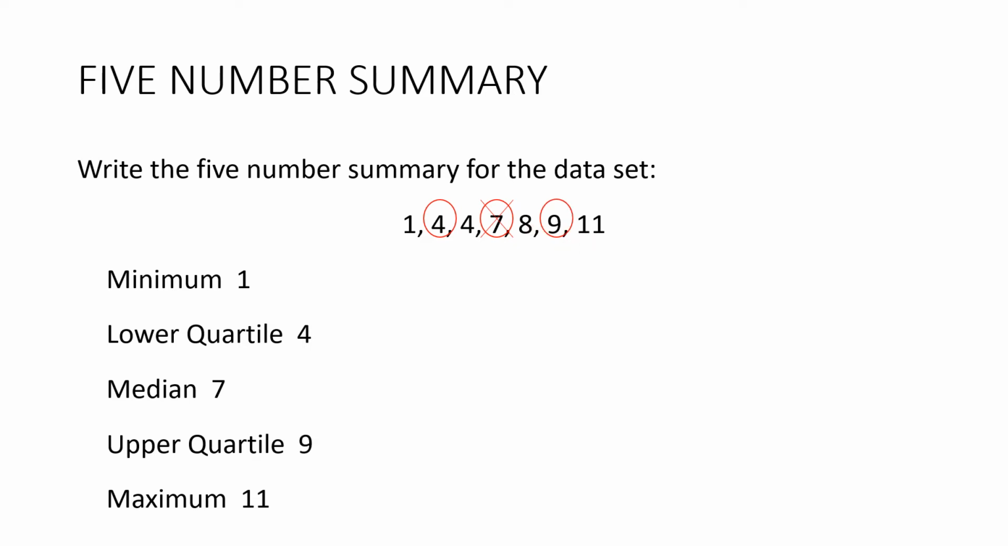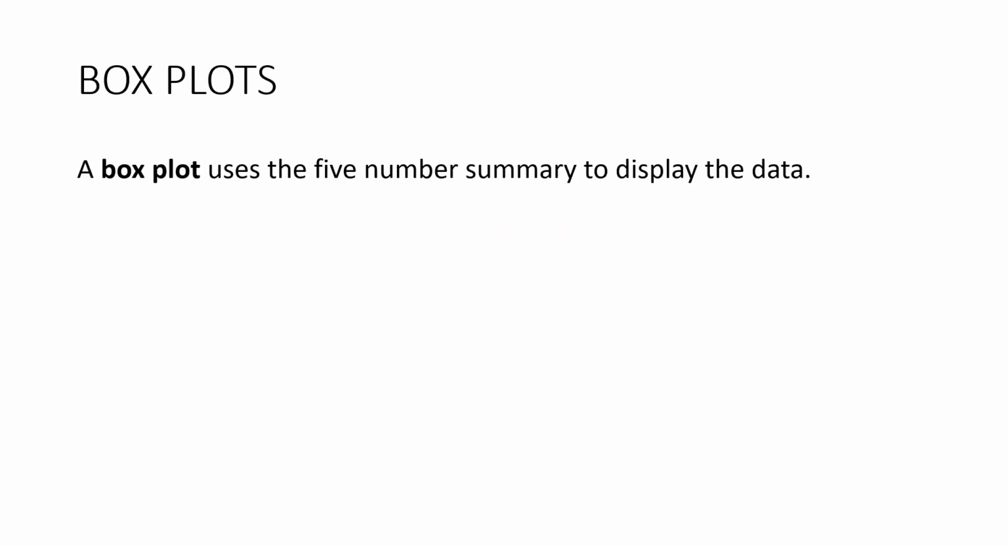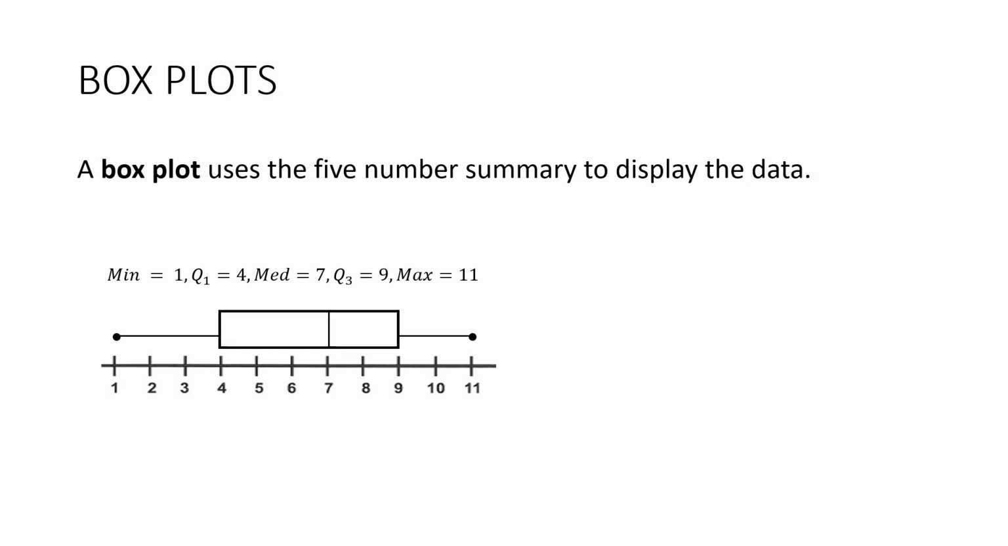There's our 5-number summary, which leads us nicely into a box plot, because a box plot uses the 5-number summary to display the data. So here is our data. The minimum was 1, lower quartile 4, median 7, upper quartile 9, and the maximum was 11. This is how we draw our box plot. You will see sometimes they will have straight lines here instead of the dots. It's perfectly fine either way.